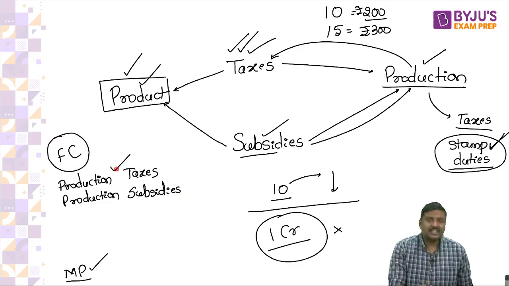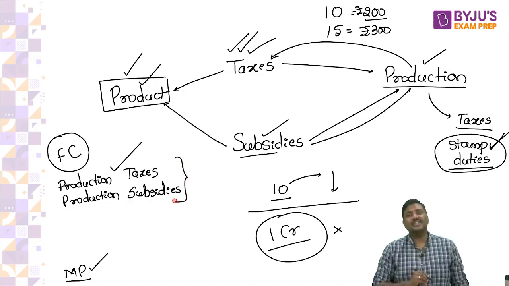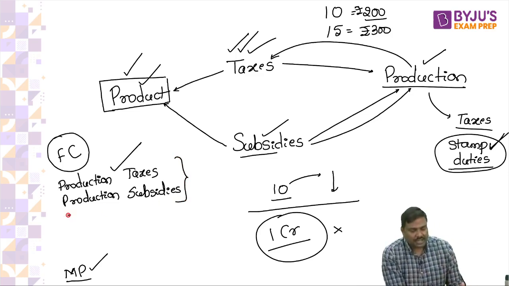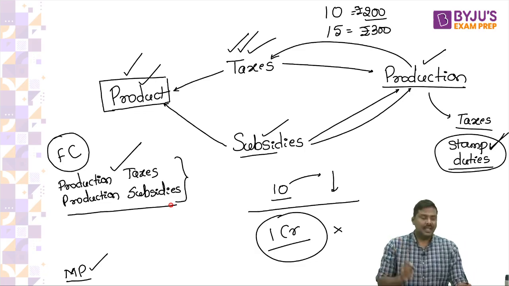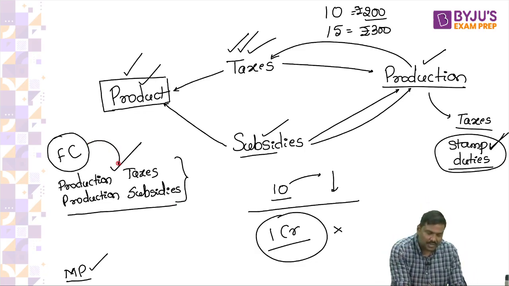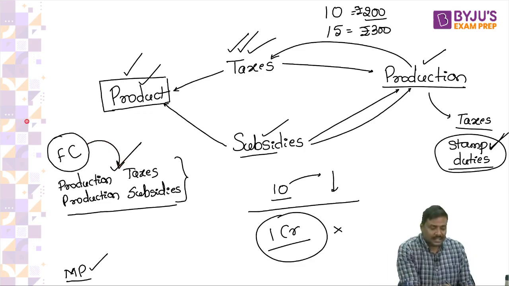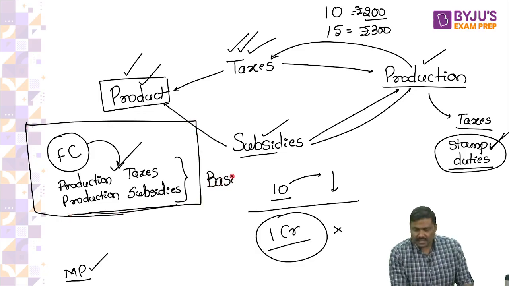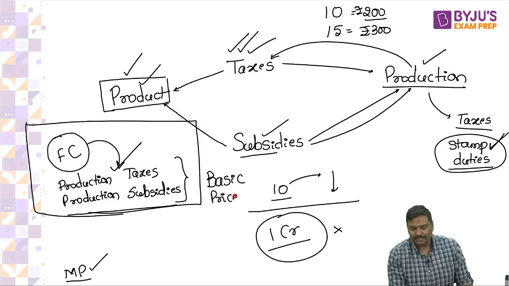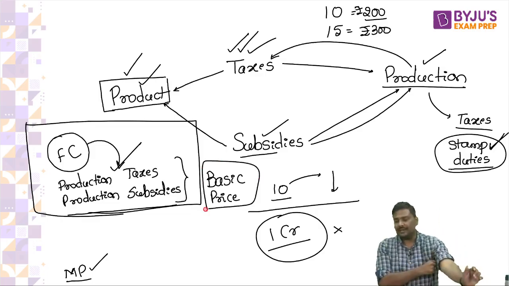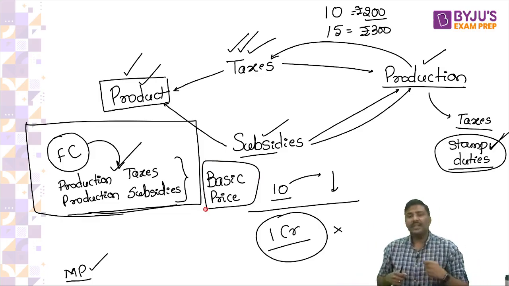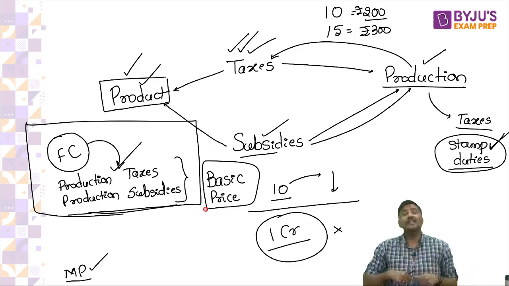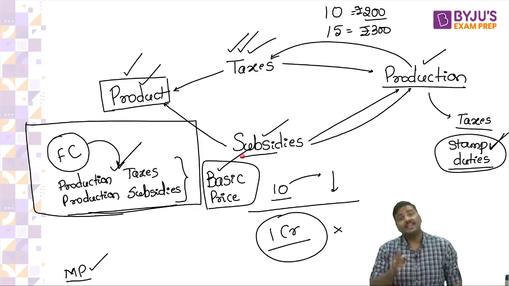You will adjust the factor cost with production taxes and production subsidies now. Is it okay? You will adjust the factor cost with production taxes and production subsidies. And when you adjust the factor cost with production subsidies and production taxes, this is referred to as basic prices. Is it okay? Can I go to the next one? Whenever you take factor cost, you adjust for production taxes and production subsidies, it is called as basic prices.